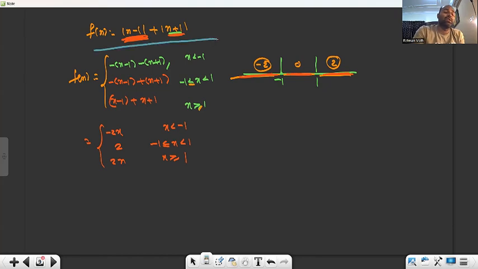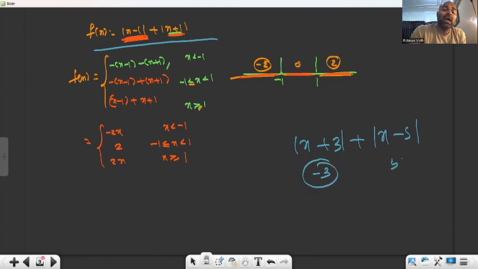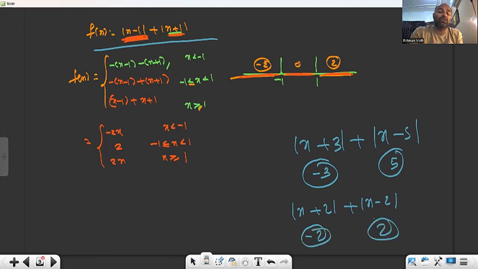You can write this question, or you can write mod x plus 3 plus mod x minus 5. This function is continuous, but not differentiable at x equal to minus 3 and x equal to 5. Or you can write x plus 2 mod x minus 2. It is continuous, but not differentiable at x equal to minus 2 and x equal to 2. Like that, you can do the solving.